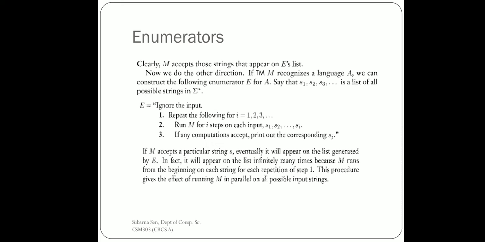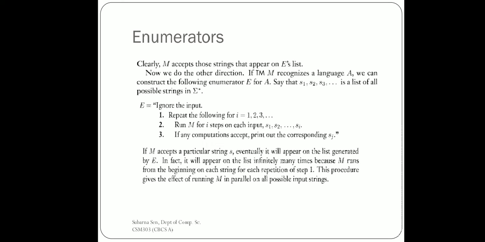So based on this recognition, we are going to construct the enumerator E for the language A. Now let us assume we have this possible set of strings which are part of the input alphabet. What are those strings? S1, S2, S3, anything. If E ignores the input, it will just follow the set of strings, so we will just input a loop.